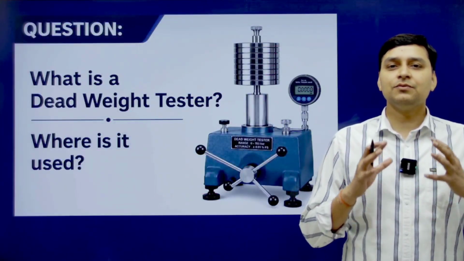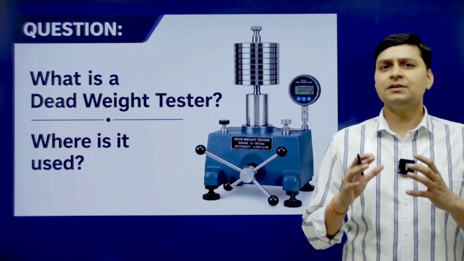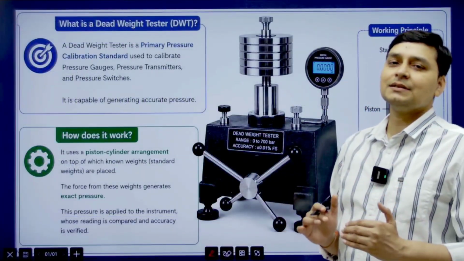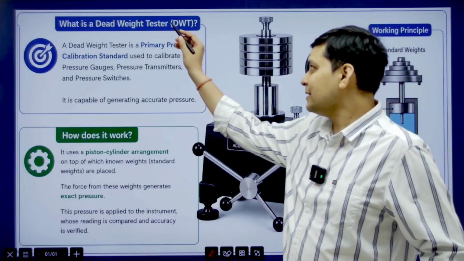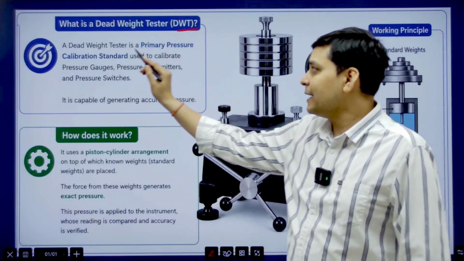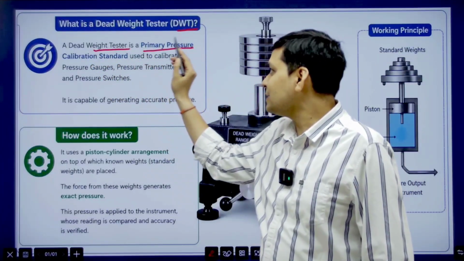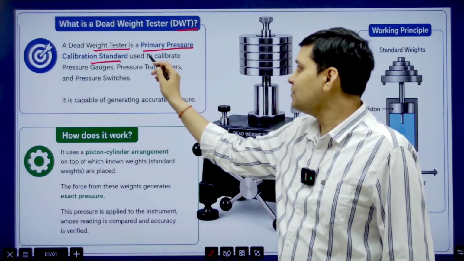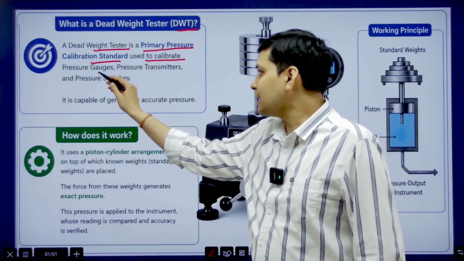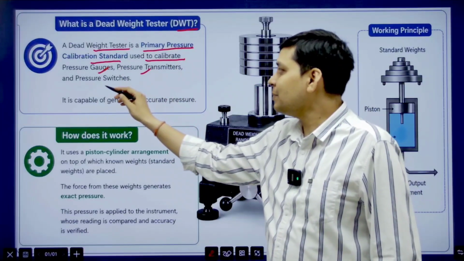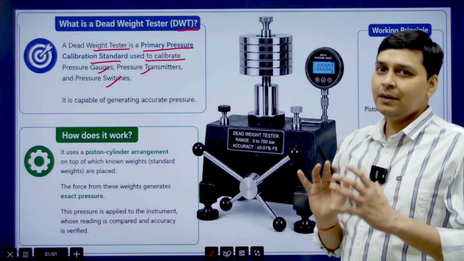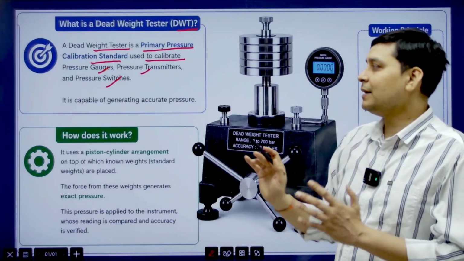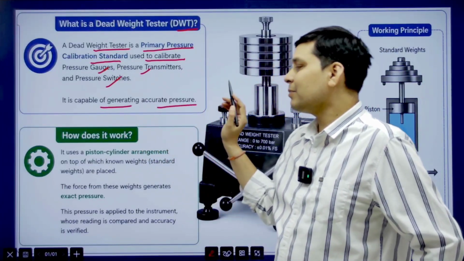The next question is, what is a dead weight tester and where is it used? First we will discuss what a dead weight tester is; its short form is DWT. A dead weight tester is a primary pressure calibration standard, used to calibrate pressure gauges, pressure transmitters and pressure switches. One important point to note is that it is capable of generating accurate pressure.